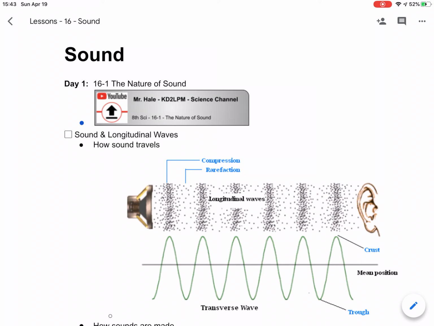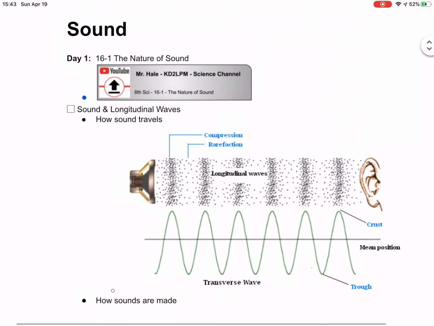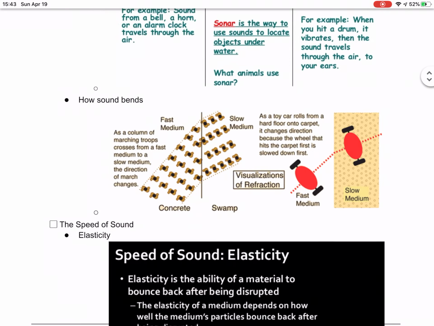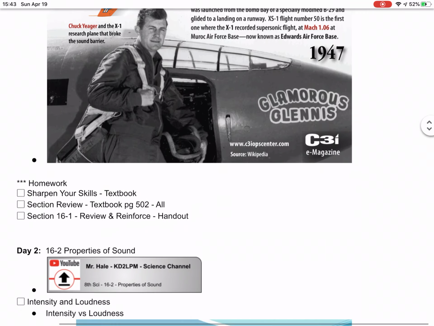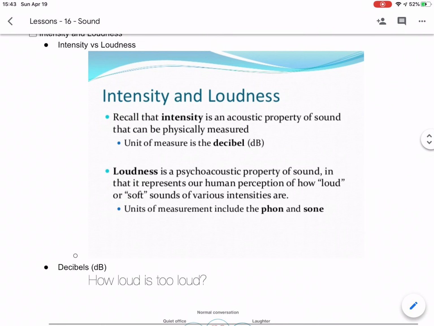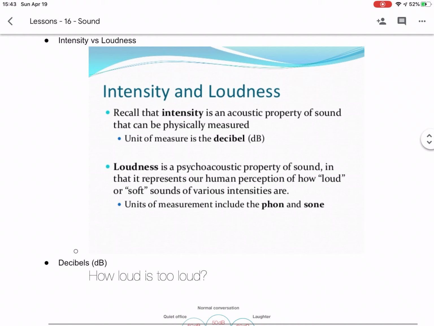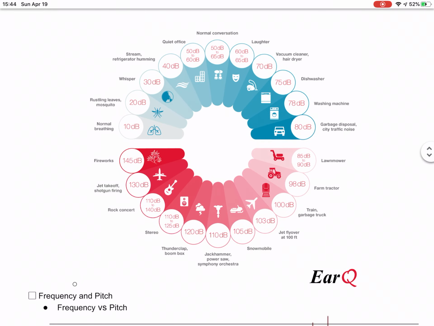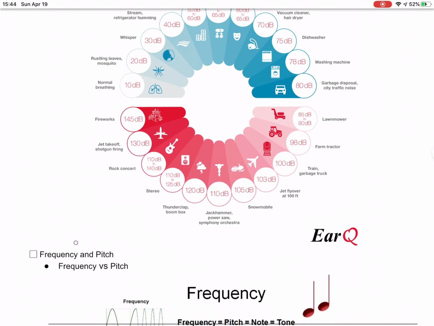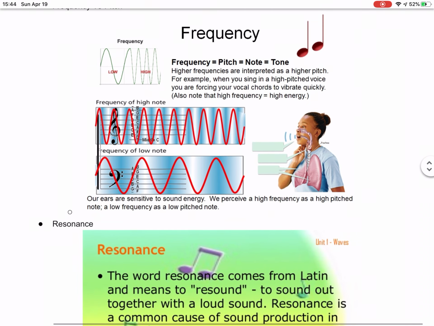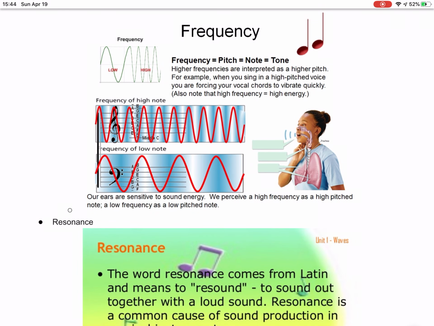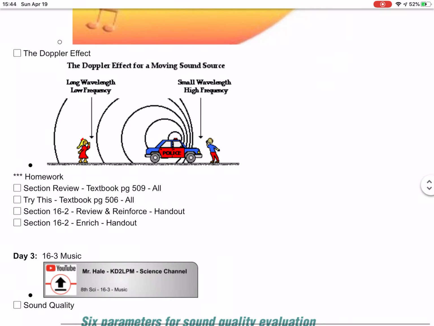Keep talking about our idea about sound. We're going to talk more about music and what makes good sound and what makes poor sound. We've already talked about the nature of sound, longitudinal waves, sound speed, Chuck Yeager. We talked about the intensity, amplitude. Remember, intensity and amplitude are the same, and we talked about how to measure it in decibels. We talked about frequency and pitch are the same thing. So when you make a pitch, you're going to have the same frequency, and the Doppler effect.